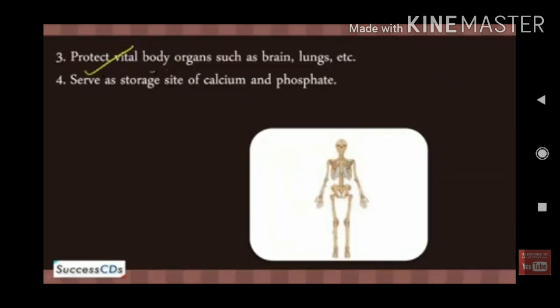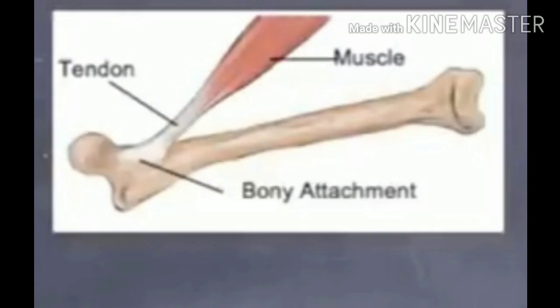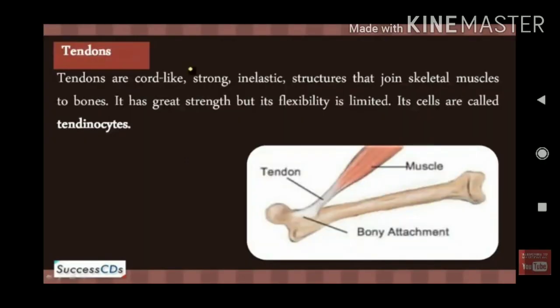We'll see the third connective tissue, the dense connective tissue, and the fourth one, the fluid connective tissue. So let us discuss the dense connective tissue. There are two types of dense connective tissue, tendons and ligaments. We will see about the tendons. Tendons are cord-like structures. They are very strong with limited flexibility. They connect the muscle to the bones.